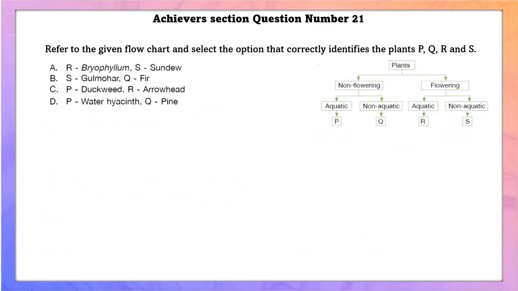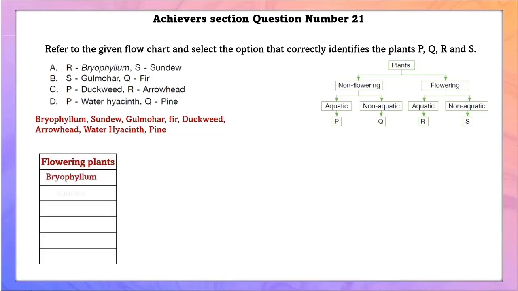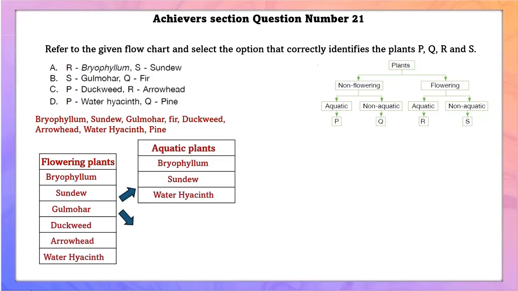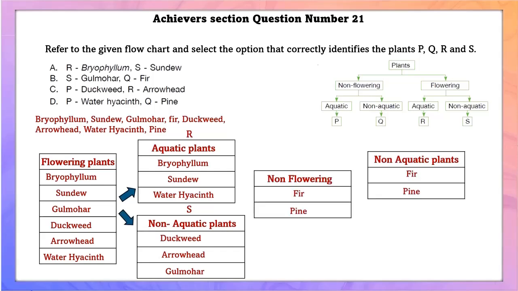Achiever section question number 21. Refer to the given flowchart and select the option that correctly identifies plant P, Q, R and S. Here they have given a few plants. Let us list them. Bryophyllum, sundew, gulmohar, fir, duckweed, arrowhead, water hyacinth and pine. Let us classify them into flowering plants that are aquatic and non-aquatic, non-flowering plants that are non-aquatic and aquatic.